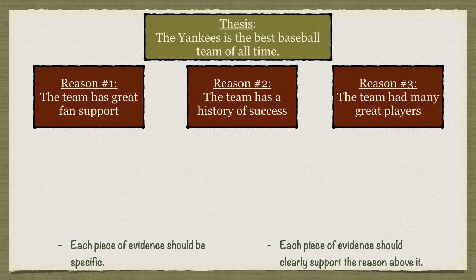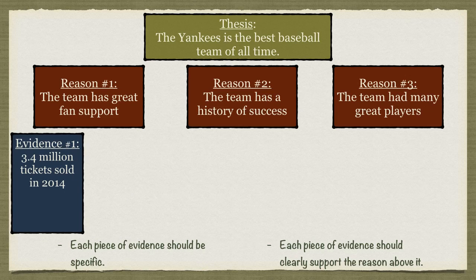But rather than focusing on all that and getting overwhelmed, what I want to do is focus on one reason at a time, really isolate that one reason and come up with 2 pieces of evidence for it. So we'll start with reason 1. The team has great fan support. So I need 2 specifics that support the idea of fan support. Well, 1, 3.4 million tickets were sold in 2014. That's definitely something specific, and the fact that all those tickets were sold definitely supports the idea of fan support. So that one's good. Let me try a second one, because remember, we need 2 for each reason.